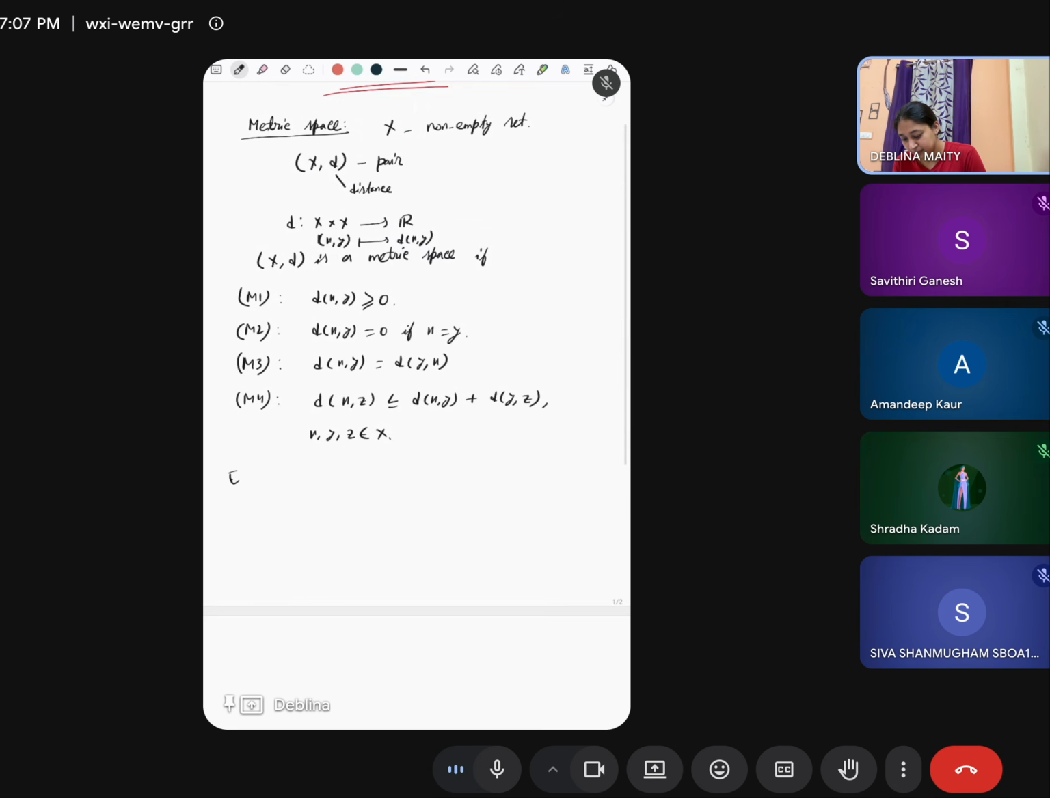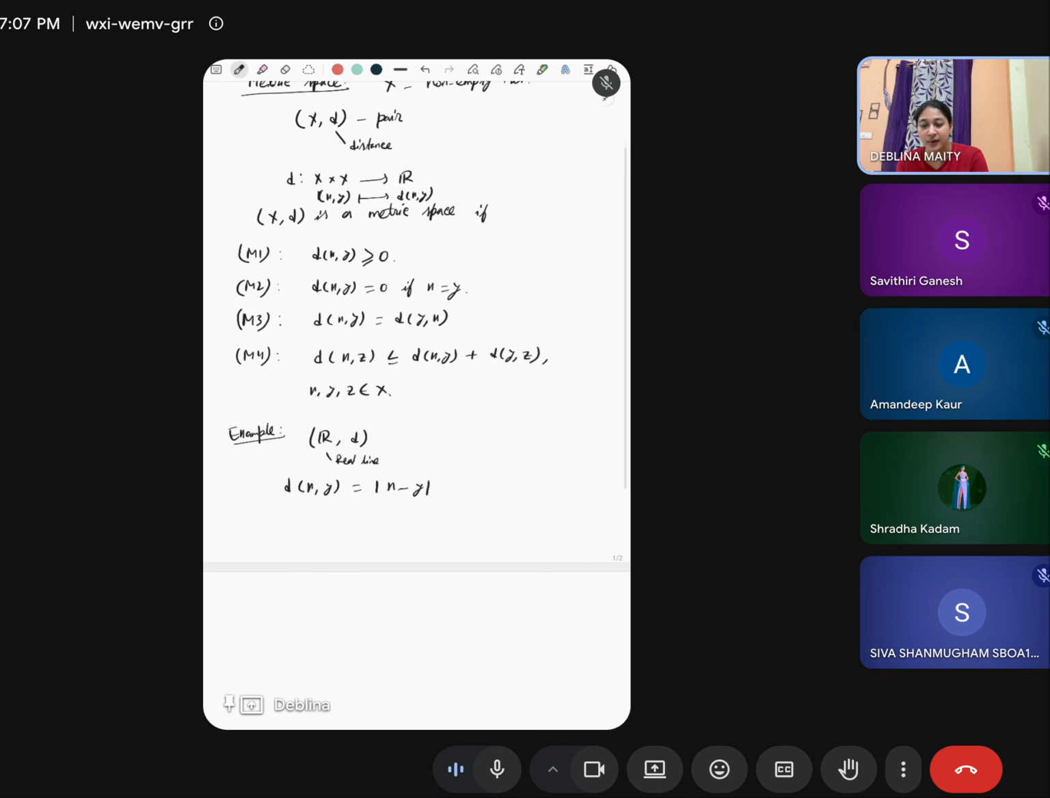The first example is on the real line. R is the real line, and suppose d is the metric defined by mod x minus y. This is trivially the Euclidean distance between 2 points in R. So it is a metric because it satisfies all these properties. You can check these properties, this is trivial.